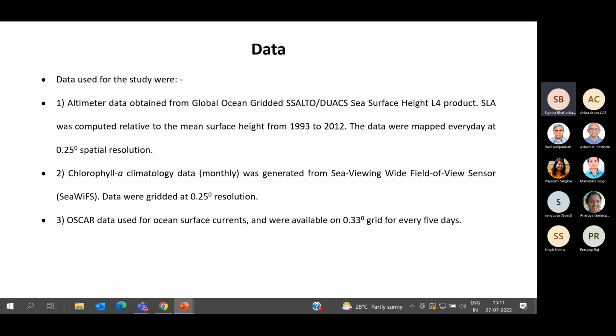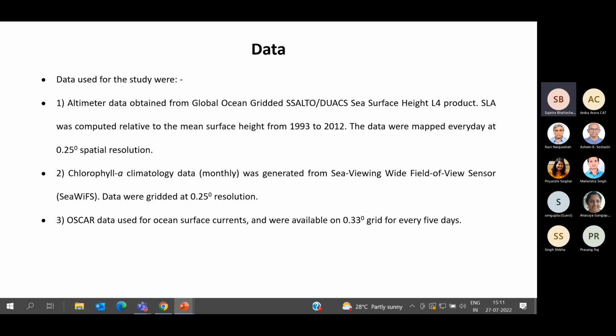The data they used are the altimeter data from Global Ocean Grid. They have taken the sea surface height, and the sea level anomaly was calculated relative to the mean surface height from 1993 to 2012. The spatial resolution of the data was 0.25 degrees and they took the everyday data. The second data they used is chlorophyll A climatology.